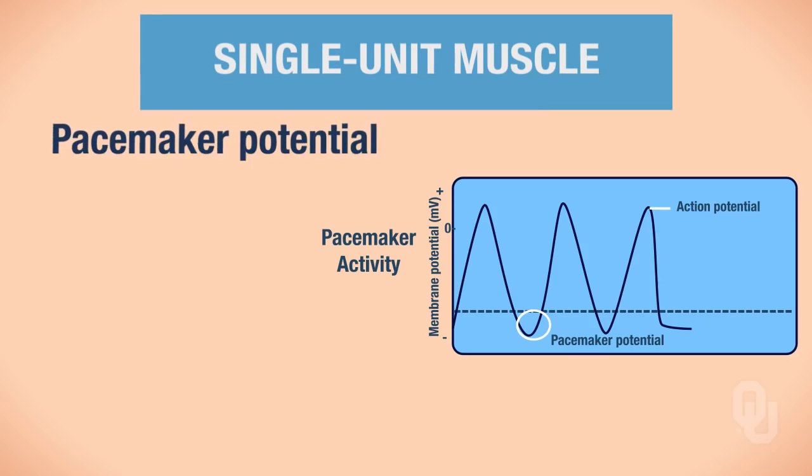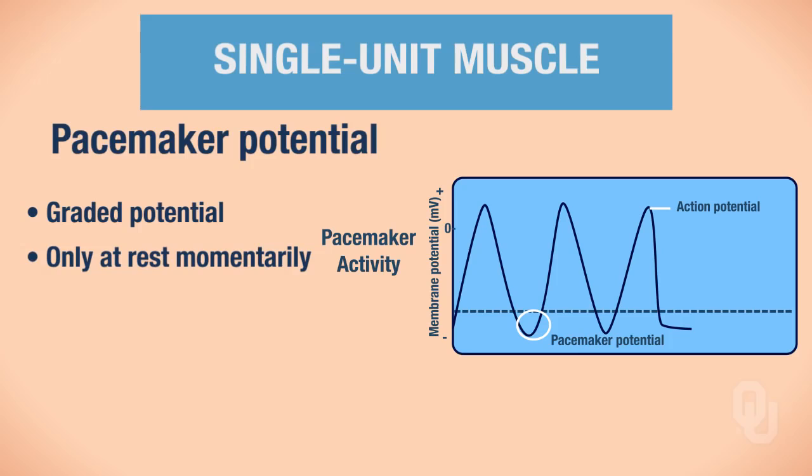Let's look at the pacemaker potential first. A pacemaker potential is a type of graded potential. So when you look at this pacemaker potential, does this cell stay at rest for very long? No, it is only at rest momentarily. As soon as the membrane potential comes back to rest, another action potential fires. But it has to come back down to rest in order to fire another action potential. This entire graph we are going to call pacemaker activity. We'll talk about why those are important and the mechanisms involved at a later time.